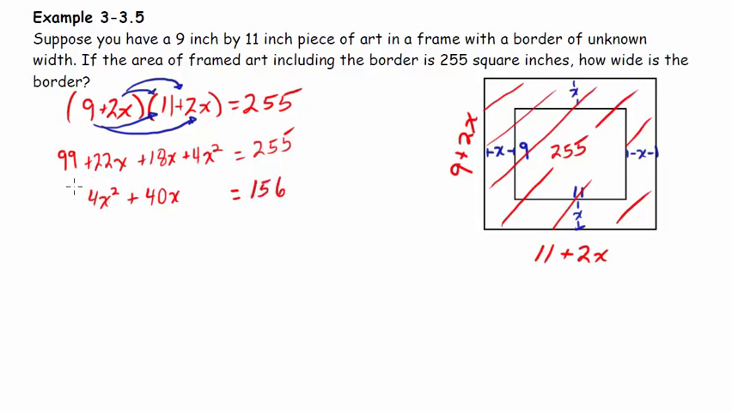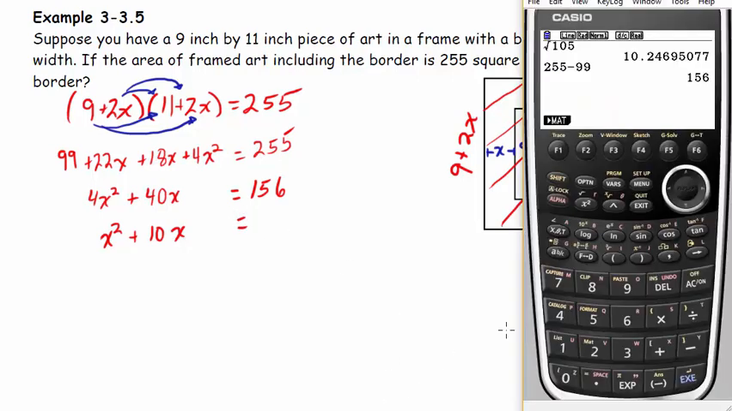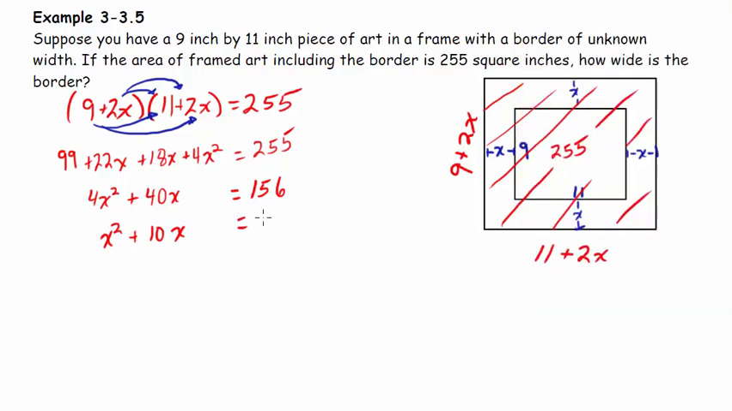Alright, next thing we want to do, I don't like this 4 in front of the x squared term, so I'm going to divide every single term by 4. So I get x squared plus 10x equals 156 divided by 4, which gives me 39 over here. Okay, now what do I wish I had right here such that this was a perfect square? Well, I take 10, cut it in half and get 5, and then square that. I wish I had a 25 right here. So I'm going to add 25 to both sides.